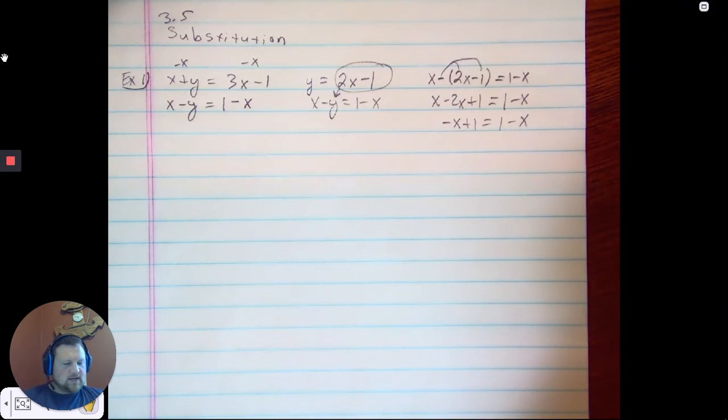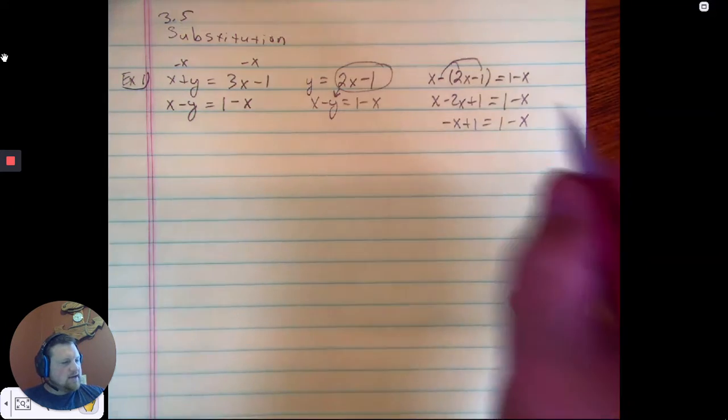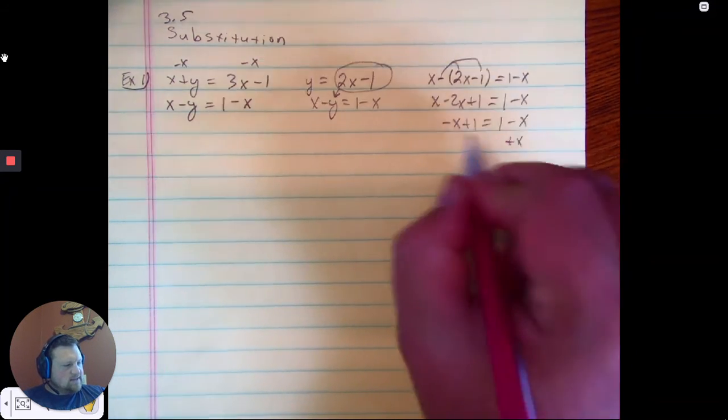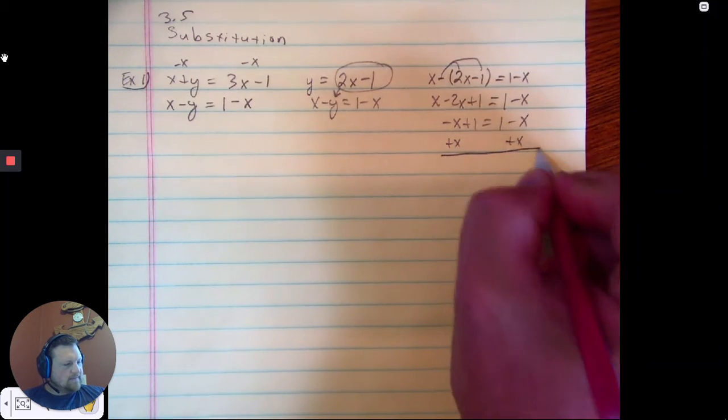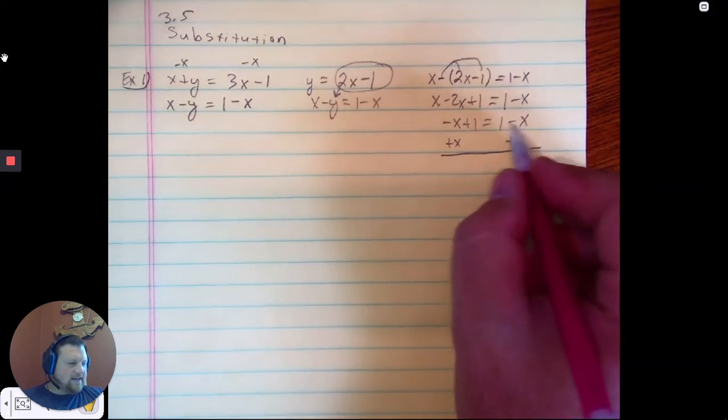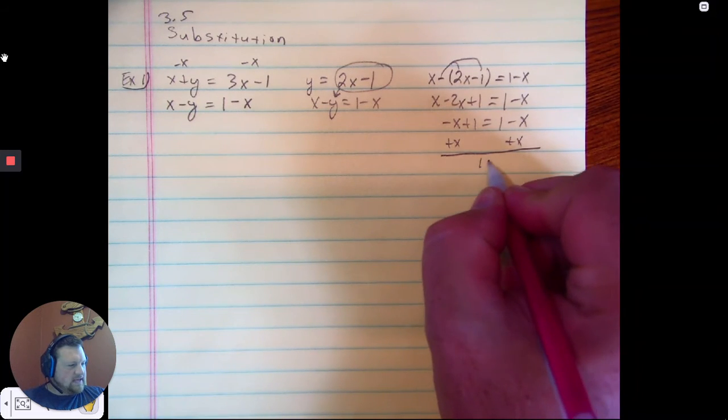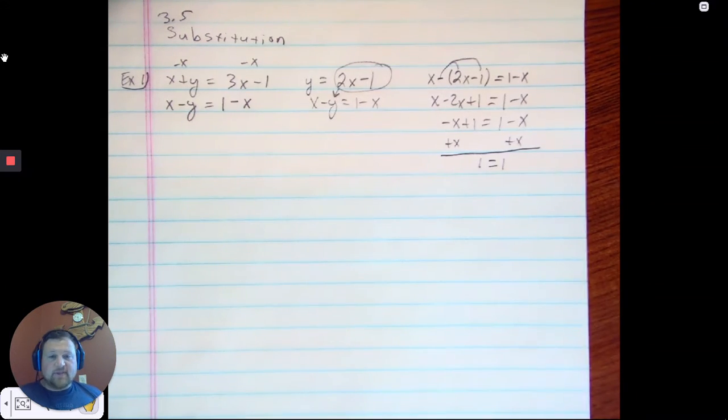So now I need to get my x's on the same side and my constants on the same side. If I add x to both sides, oh, wait a second. When I do that, what happens? Well, I get 1 equals 1. In the first video, we talked about these special situations where this happens, right? Your variables cancel each other out, and you're simply left with an expression of two constants equaling one another. And we talked about how there were two different possibilities. Either the statement could be true or false.